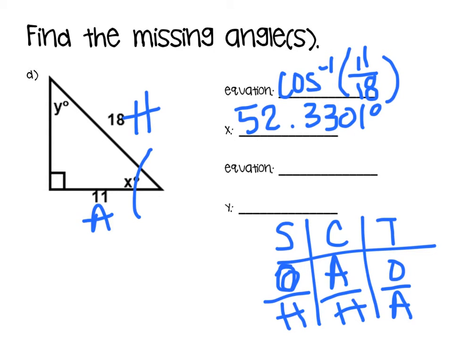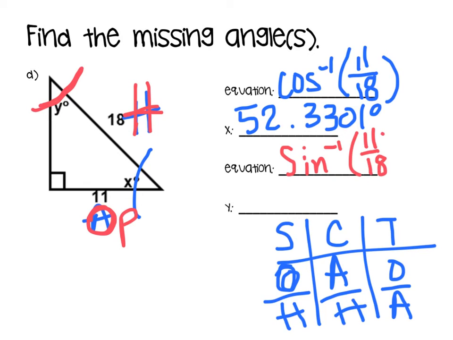And now for my angle y, mark my angle. Again, hypotenuse doesn't change, but now this side becomes my opposite. So I have my opposite, I have my hypotenuse. That will give us our sine, opposite over hypotenuse. So I need the inverse of sine of my opposite over my hypotenuse, so 11 over 18. And that is 37.6699.